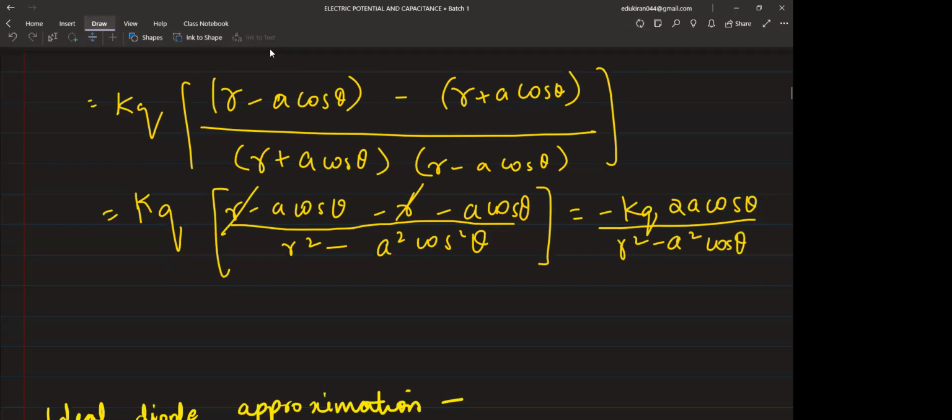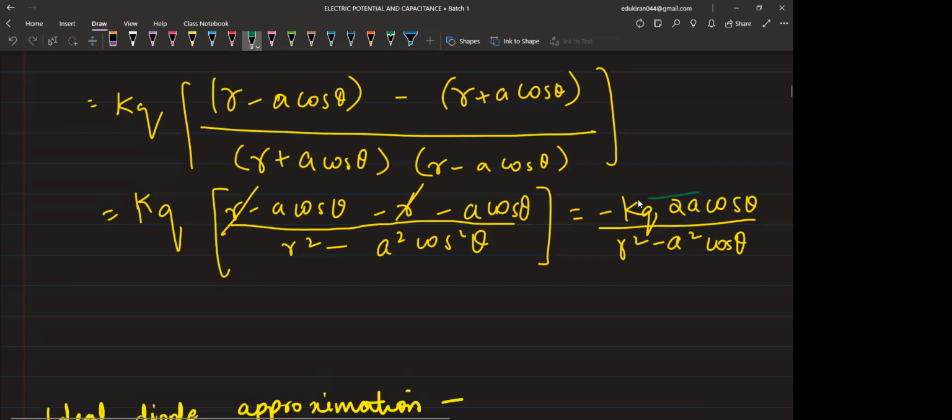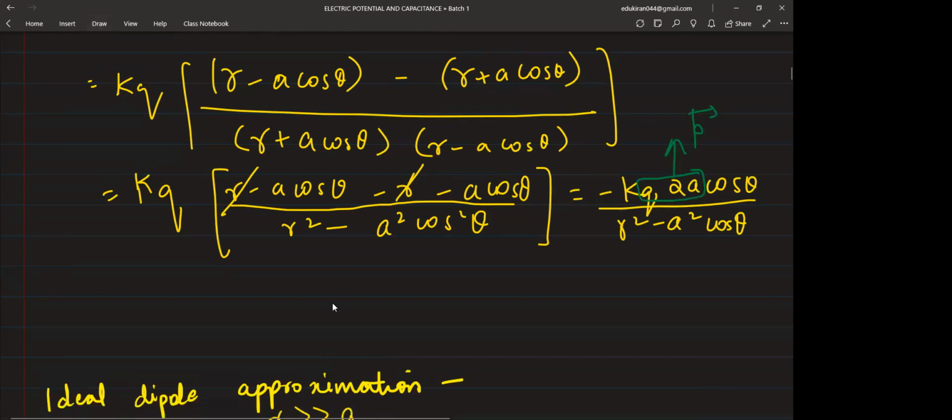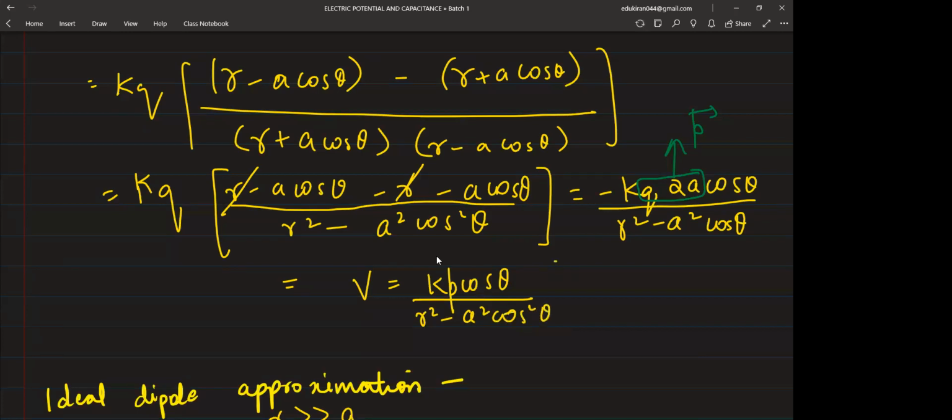Right? Now class, have a look here. Q into 2A is equal to the dipole moment P. So V is equal to Kp cos theta by R square minus A square cos square theta. This is the formula for the dipole at any angle. Now you can take any angle because this is a generalized formula. We have not written any specification about this. This is the complete generalized formula which we are writing.